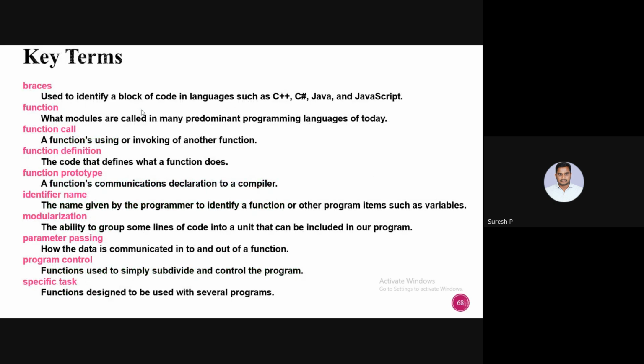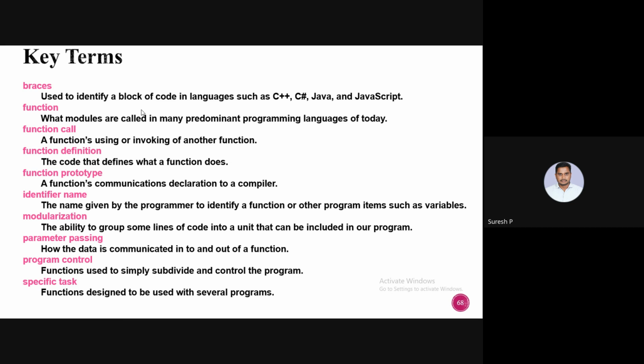In order to use functions in a particular programming language, we're supposed to understand some key terms, or focus on these key terminologies. One is braces. Normally braces are used to identify a block of code. In C, C++, Java, and JavaScript, we use the opening curly brace and closing curly brace. The opening curly brace indicates the start of the function, and the closing curly brace indicates the end of the function. The braces identify the set of statements that are part of that particular function.